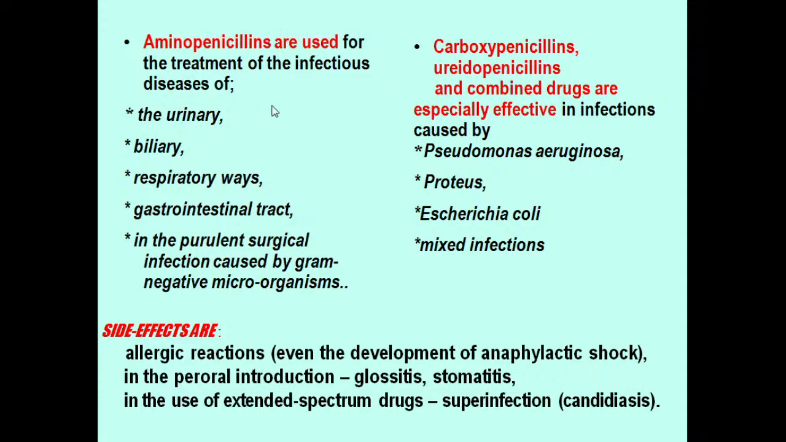Aminopenicillins are used for treatment of infections of the urinary tract, biliary tract, respiratory ways, GIT infections, and in purulent surgical infections caused by gram-negative microorganisms. But carboxypenicillins and ureidopenicillins are additionally effective against Pseudomonas aeruginosa, Proteus, Escherichia coli, and mixed infections.